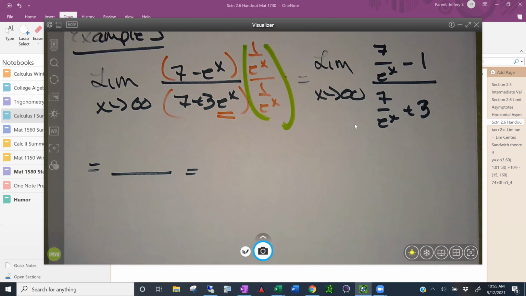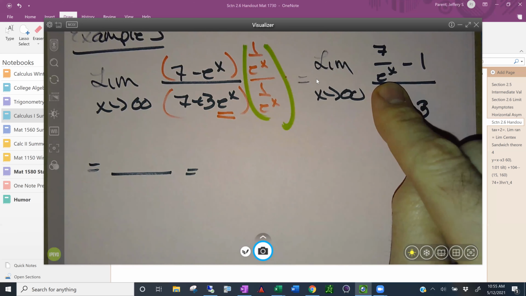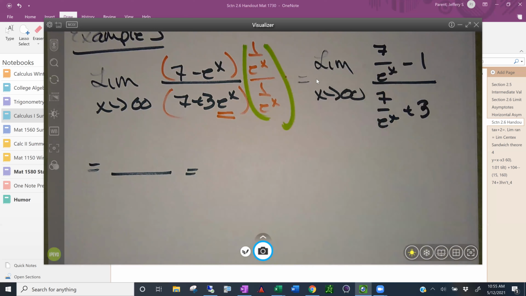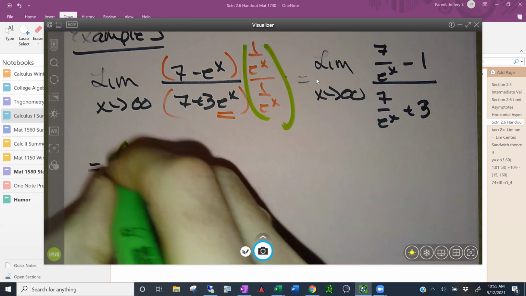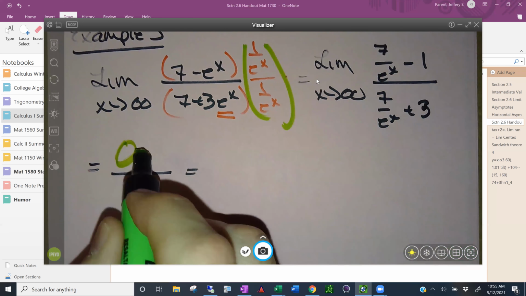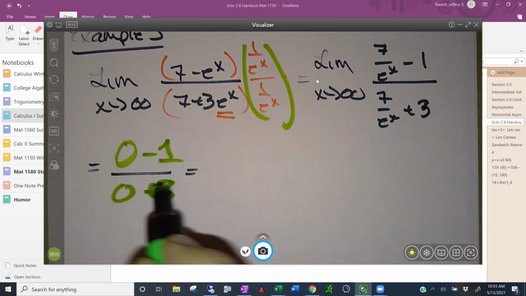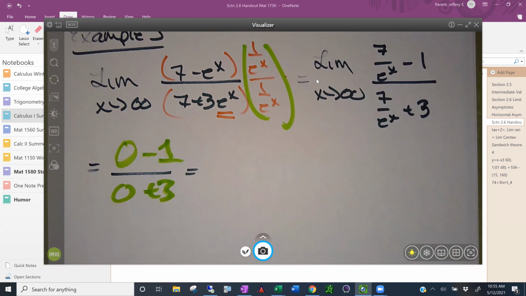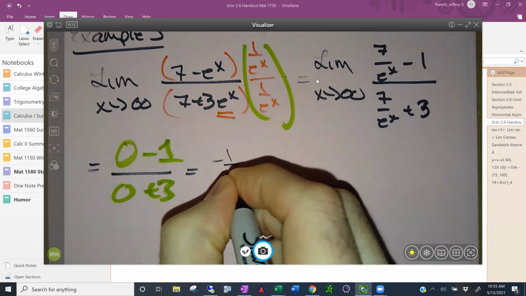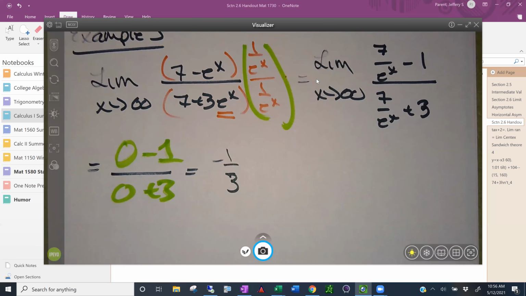If you look at it piece by piece, then as x goes to infinity, this is going to a big fat 0. Minus 1 over 0 plus 3. And the result of that is the quotient negative 1/3. Yay, well done.